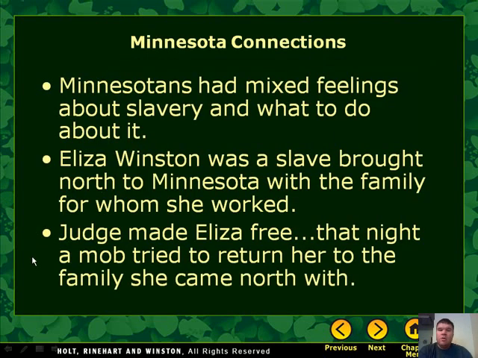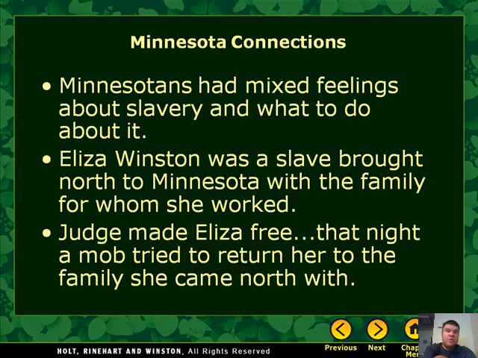Now, in Minnesota, we had a lot of the same mixed feelings as the rest of the country. Minnesotans had mixed feelings because in places like Minneapolis, there were a lot of supporters that said that slavery needed to be abolished. But in St. Paul, where a lot of the Southerners would come up in the summer to escape the heat of the South, they allowed slavery to happen. And so St. Paul wanted to make sure that those people were happy, so they supported slavery.